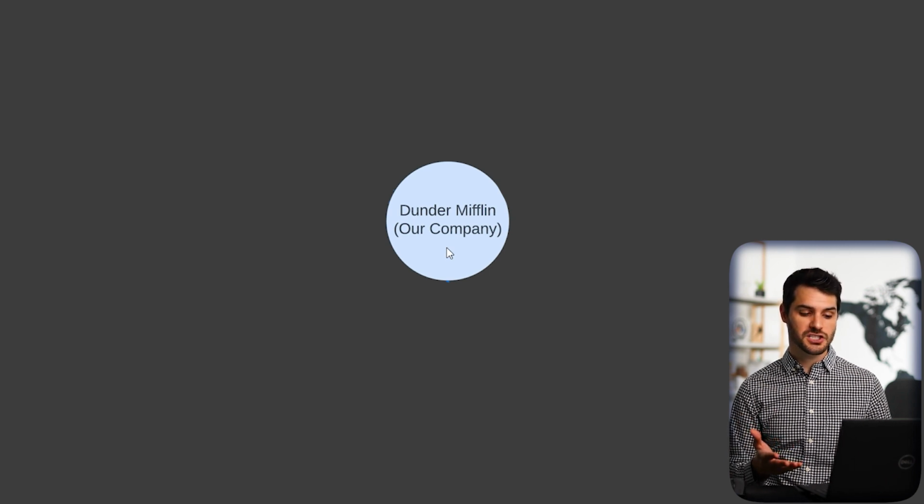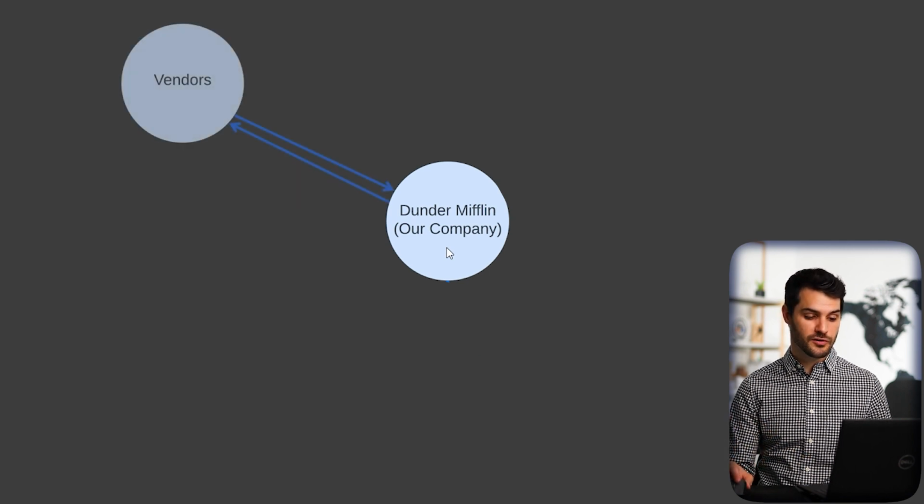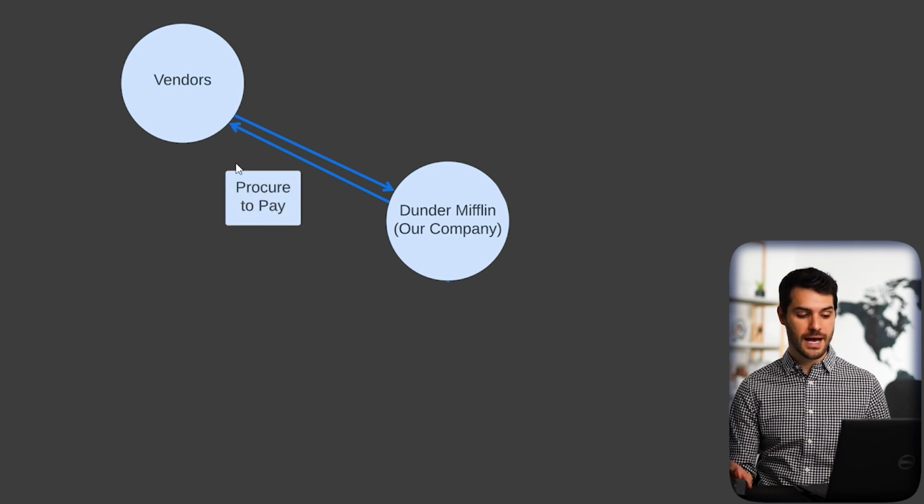So if our organization is Dunder Mifflin, the first process flow would be the aspect of dealing with vendors so that we can receive the raw materials or the inventory or supplies that we need to operate our company, and we would be paying the vendors. So that process flow would be referred to as procure to pay. We are procuring inventory or supplies or raw materials, and we are paying the vendors.